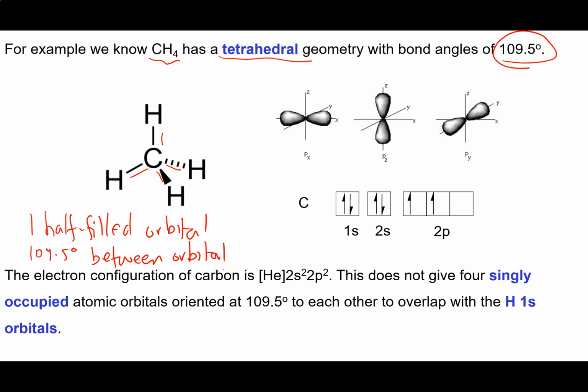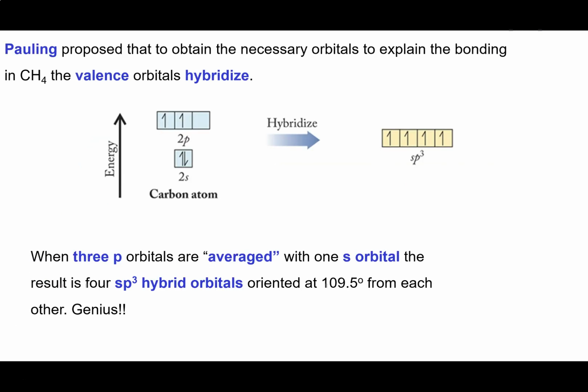Well, none of that makes sense, because carbon has only 2 partly filled orbitals. So how is it going to form 4 bonds? The other thing is that these 2 partly filled p orbitals are not at 109 degrees to each other. They're at 90 degrees to each other. So how are we going to make this molecule using valence bond theory? It seems to be broken at the first attempt at using it.